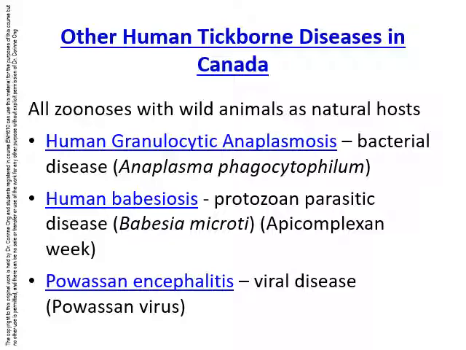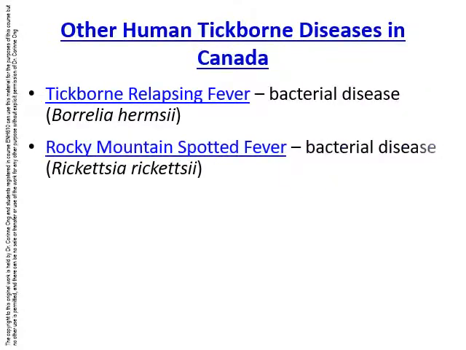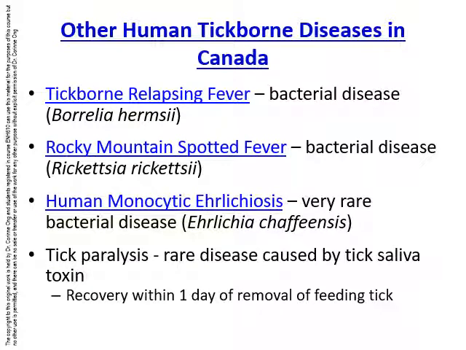The third disease is Powassan encephalitis, and I've mentioned it before as well in an earlier slide. This disease was named after a child who died from encephalitis in Powassan in Ontario, and the Powassan virus is the etiological agent for this disease. Other tick-borne diseases include tick-borne relapsing fever, a bacterial disease caused by a relative of the Lyme disease bacteria, a different species of the Borrelia spirochete.